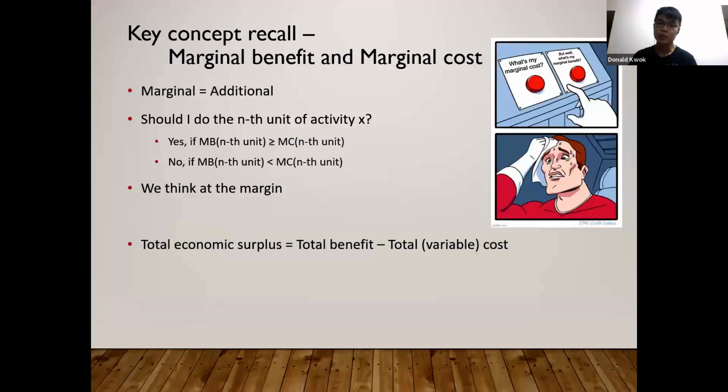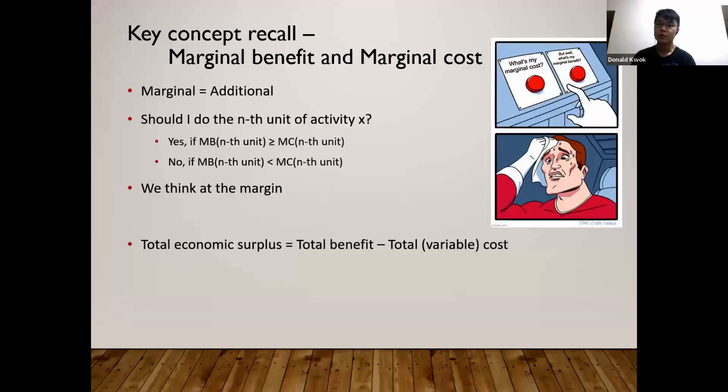What does it mean by marginal? Marginal simply means additional. And what is the decision rule to determine whether to do the nth unit of activity X as a rational individual? So imagine the following scenario where you are thinking whether to buy a can of Coke. You may say, oh, it is a very hot weather, I would like to buy a first can of Coke, right? In this case, the marginal benefit for the first can of Coke is greater than or equal to the marginal cost, which is simply the price of that Coke.